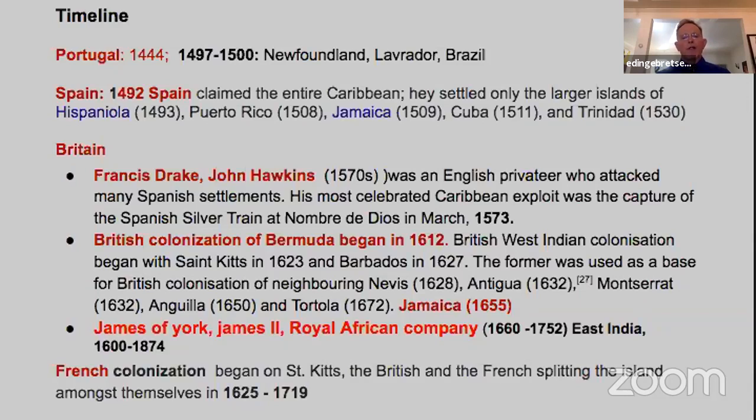Spain, you have 1492, entire Caribbean, settled only the larger islands of Hispaniola, 1493, Puerto Rico, Jamaica. The British took Jamaica in 1555. So what you're seeing here is a real scramble for islands, and it's all about trade. Francis Drake and John Hawkins, and Francis Drake will be the first echo of what we begin to see of the Royal Crown's involvement in this, and that is getting uncomfortable, and it should.